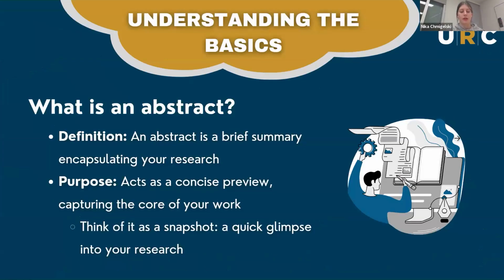So first, we're going to break down the basics. So what is a research abstract? A research abstract is a brief summary that encapsulates your research. Lengthwise, it's typically a paragraph long, and on the hub, we have a 250 word limit. And the purpose of it is to act as a preview that captures the core of your work. So you can think of it as a snapshot of what you've done and what you've found. And it's a quick glimpse that sets the scene of your research.